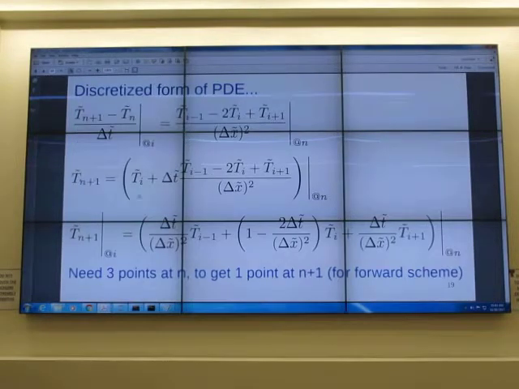Alright, so do the substitution. T at n plus 1 minus T at n, divided by delta t. Everything is defined at the current point in space, i. The right hand side is d squared by dx squared, right? Everything is defined at the current time n, but at different i: i minus 1 and i plus 1.